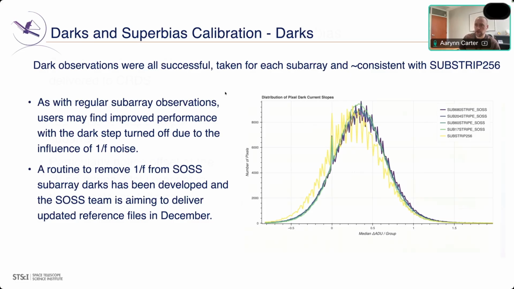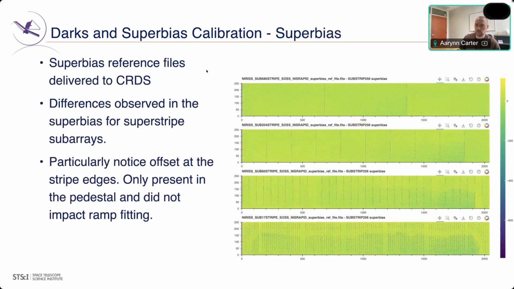In terms of super biases, we did actually see some differences in the super bias for superstripe readout modes compared to the regular subarray. And you're seeing here the differences in the subarray super biases. The main thing you'll notice is these strong stripes at each of the edges of the stripes. We're still trying to investigate the exact origin of that effect, but what we understand it to be is just a kind of offset in the pedestal.